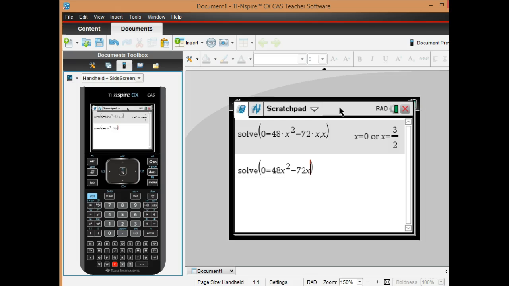Too few arguments? Okay, no, wait, I'm not done telling you what to do yet. Sorry. So after you type in the equation, you have to tell it which variable.